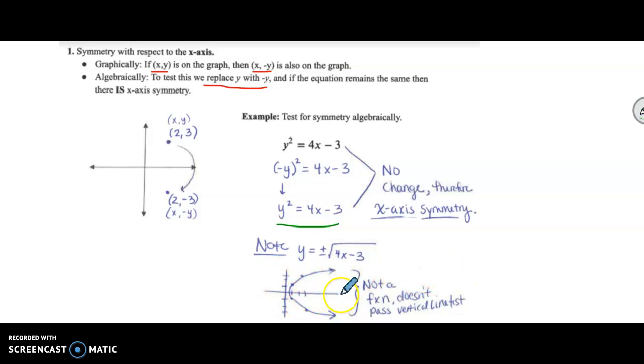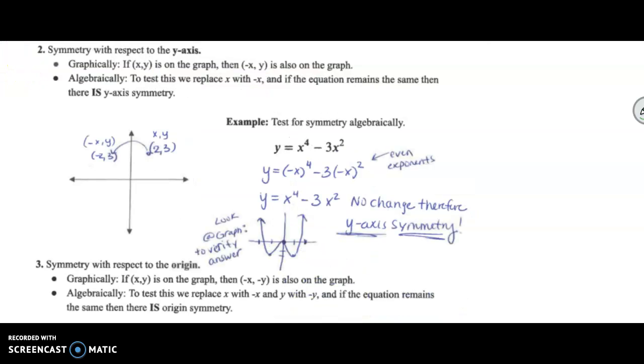It's not a function because it doesn't pass the vertical line test, but it is still symmetrical, okay? So then with respect to the x-axis, there are some differences you have to know. If you're given a point x comma y, then negative x, y is also on the graph. The y values are the same, the 3 and 3, but now the 2 flips over, and that's why it's negative 2.